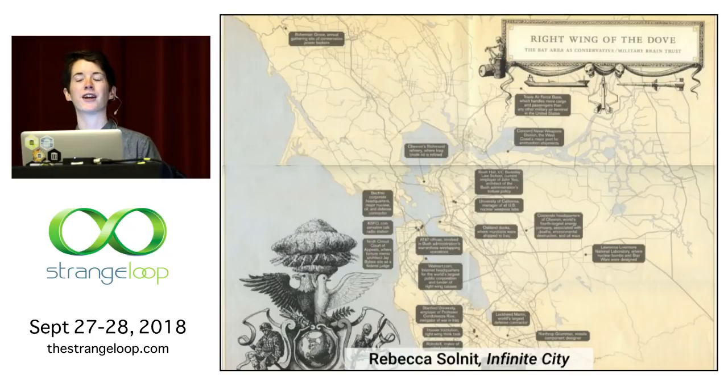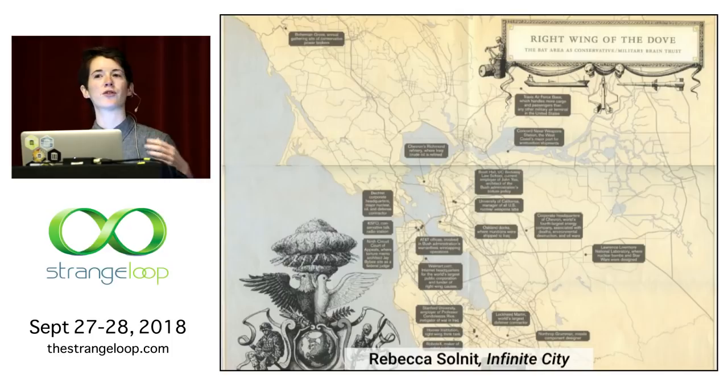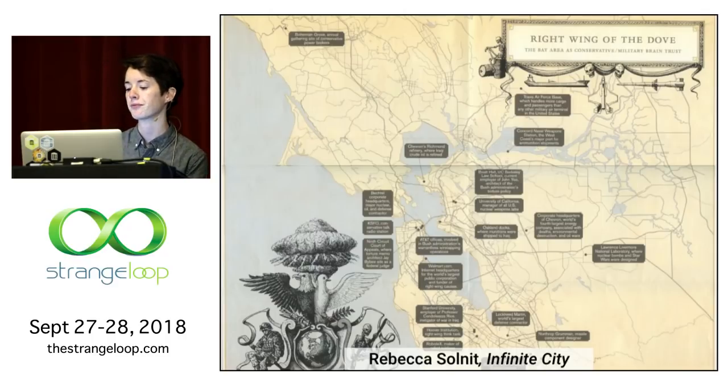But maps can be very politically minded and have a very clear agenda. This is another map from Infinite City. And Rebecca Solnit in this map is trying to make an argument that the Bay Area is a military conservative brain trust. And so she selects all these locations that are like military sites or corporations with military contracts or conservative think tanks and points out their connection to conservatism. And so she's making an argument with this visualization that maybe the Bay Area isn't so liberal.